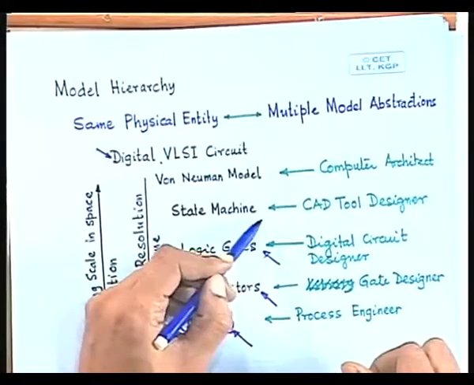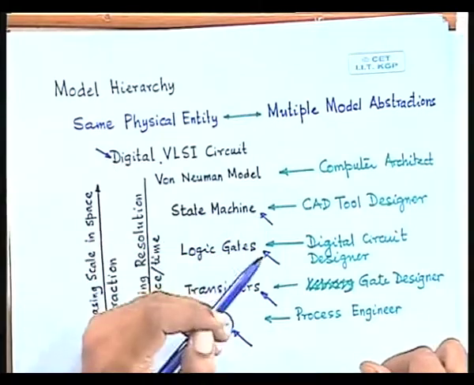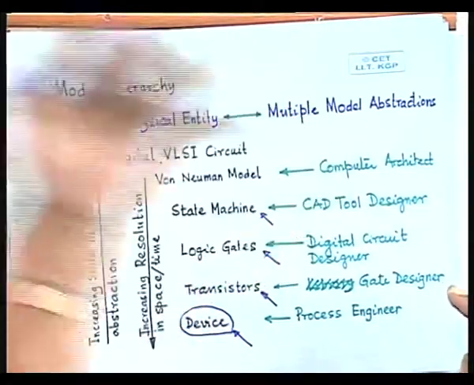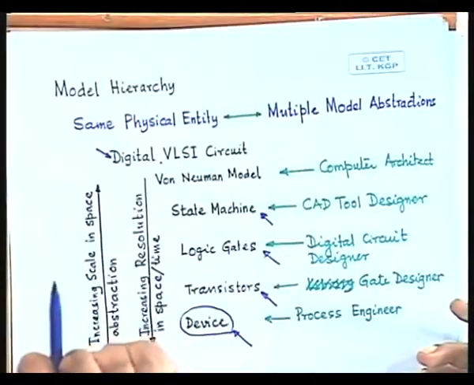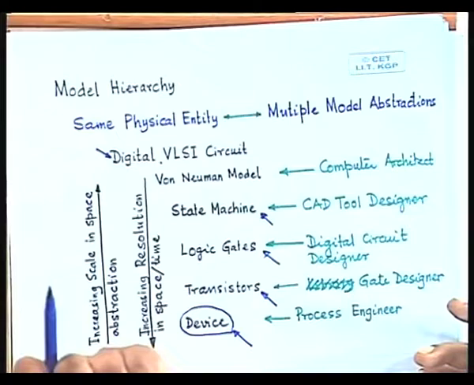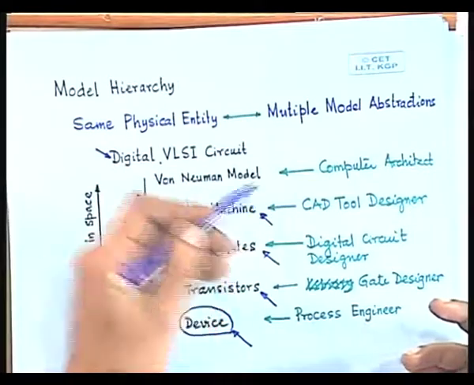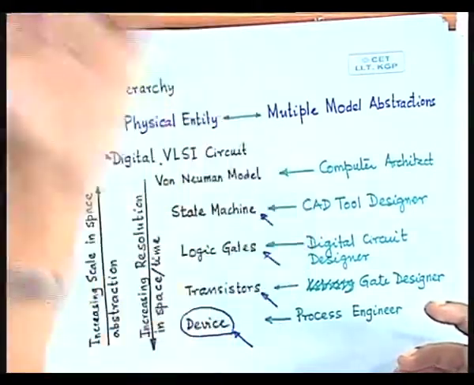Somebody who wants to design software for your signal processor, maybe internal software, doesn't even bother about logic gates. He is only bothered about its abstract behavior, so he looks at it as a state machine. And finally, the computer architect may not even be interested in it as a state machine, because it will have millions of states. He may be interested in higher level models, and it is the same digital VLSI circuit.